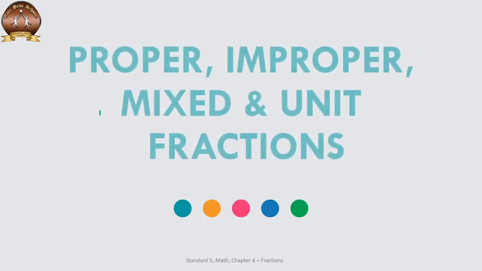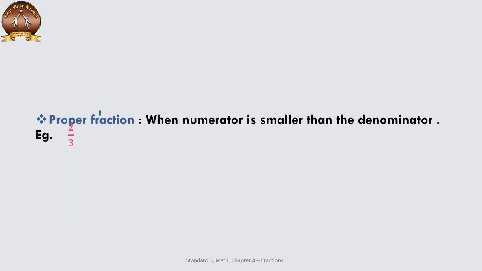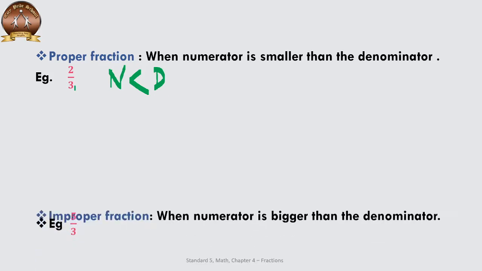Now we come to the next topic, that is proper, improper, mixed, and unit fractions. So here goes the definition of all of them. The proper fraction is a fraction where the numerator is smaller than the denominator. We also write it like numerator smaller than the denominator. As you can see, 2 upon 3, 2 is smaller than 3. So we say that it is a proper fraction.